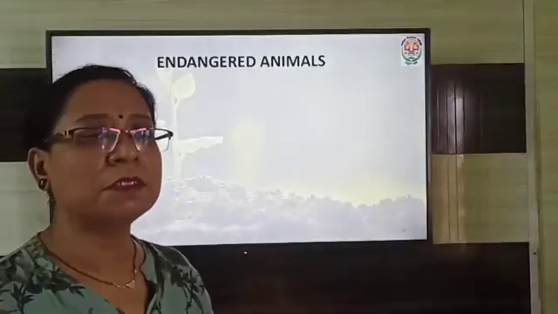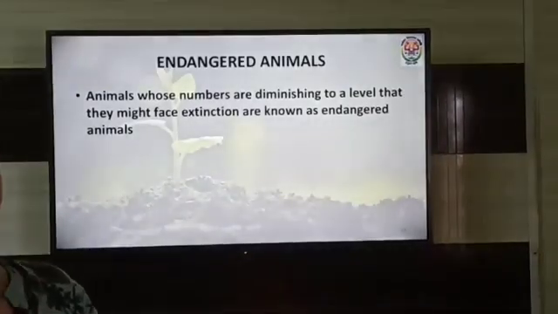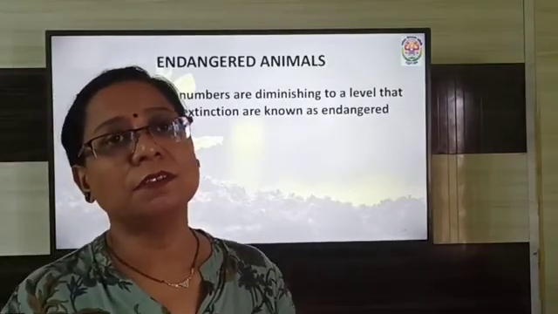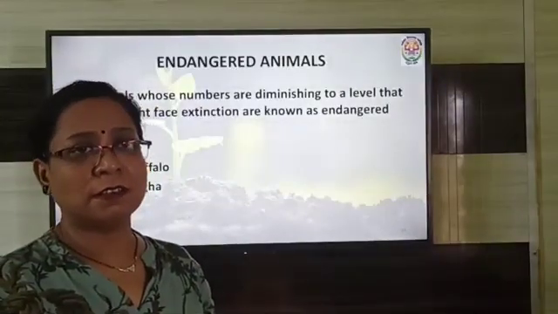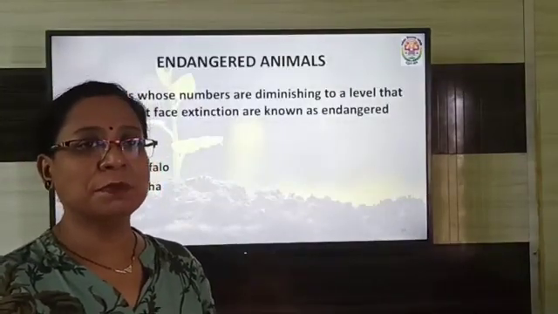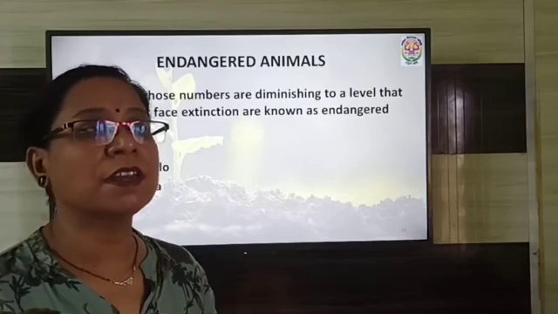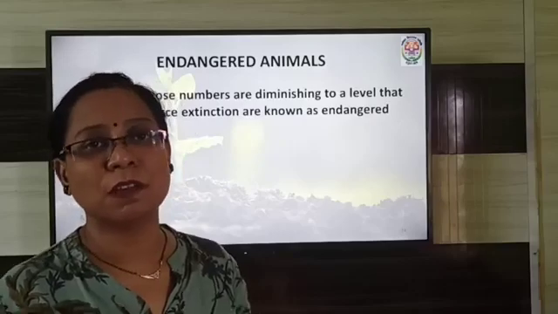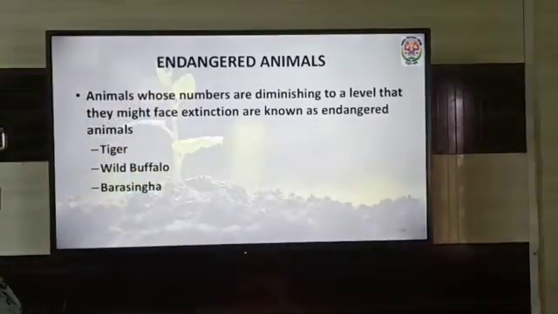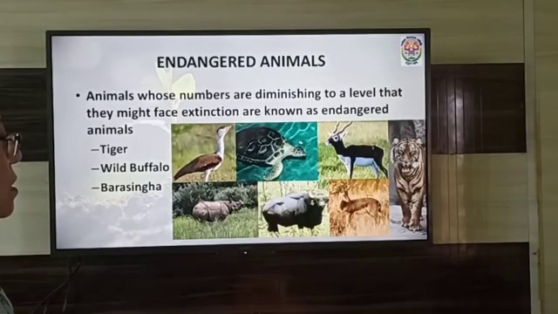Then come to endangered animals. Animals whose numbers are diminishing to a level that they might face extinction are known as endangered animals. Endangered animals are very few in number. Their number is so low that if they are not protected by human beings, their population may become extinct, if they are left to themselves and rampant poaching and killing of these organisms go on. Therefore, they need special protection. Such animals, as you all must know, are the tiger, wild buffalo and Barasingha.